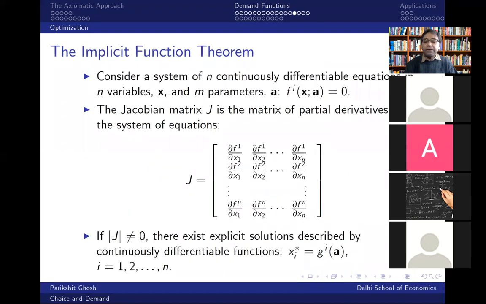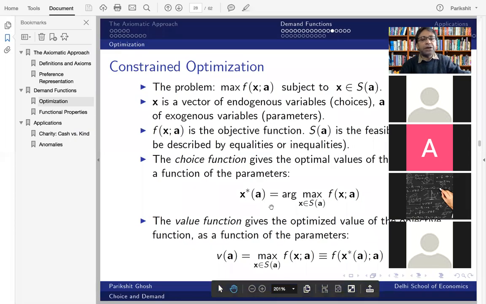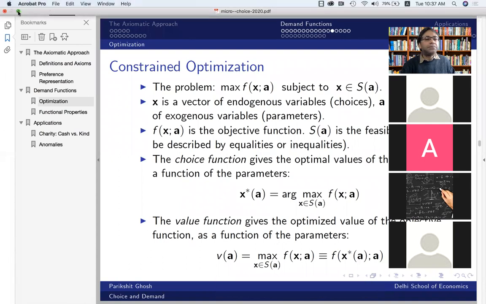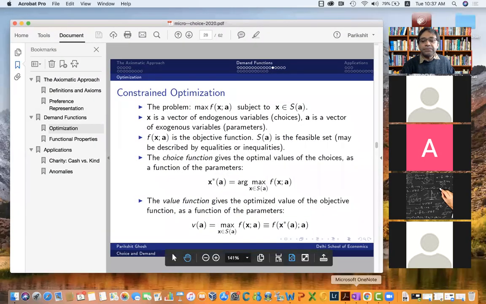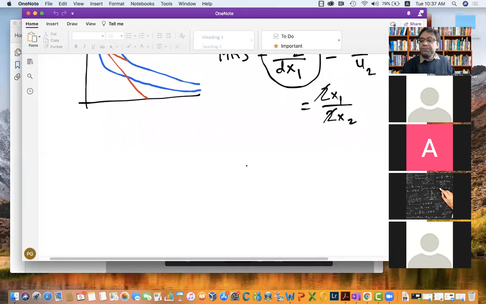Sir, can you explain once again this difference between choice and value function? It isn't very clear. Okay, so let me use an illustration. Let's look at the consumer's problem.